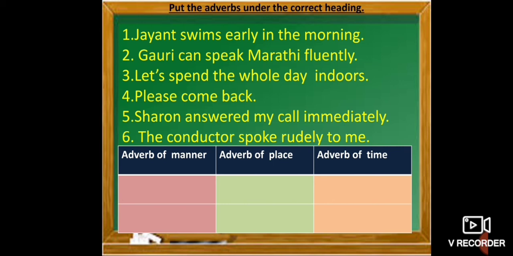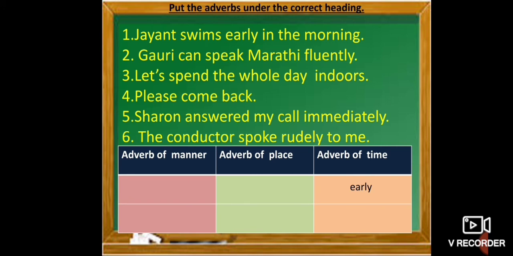What does Jayant do? Swims. So what is it talking about? Time. In the morning, it is saying. So it is time. So ask the question, when. When Jayant swims? Early. So early is adverb of time.